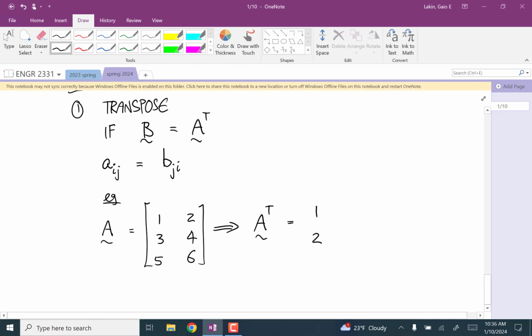In the matrix A, 3 is the element A21, right? You see that? So in the transpose matrix, it's going to be the element A12. So it's going to be here. In the matrix A, the 4 would be A22. That means that in the transpose, it's still going to be 2, 2.